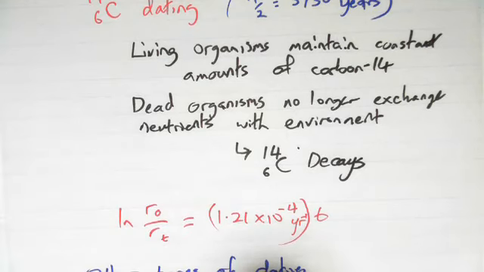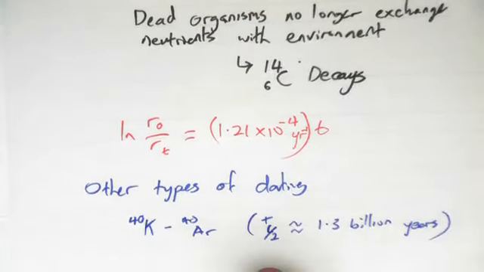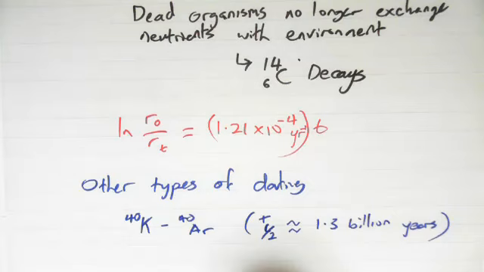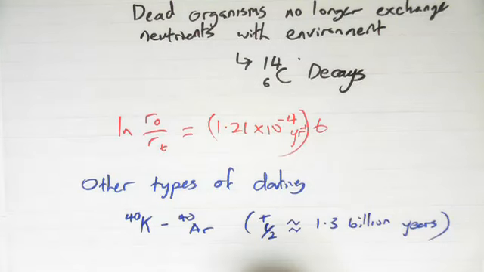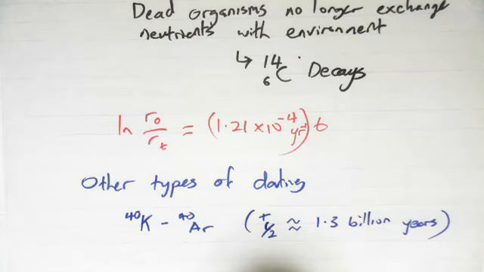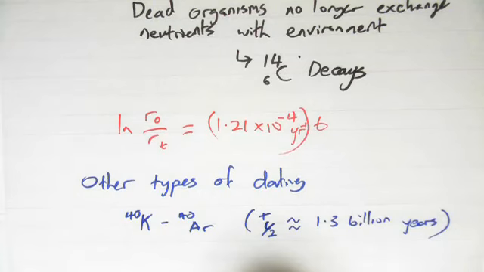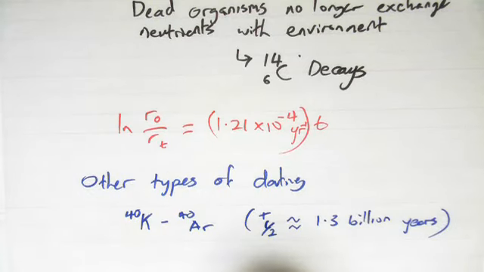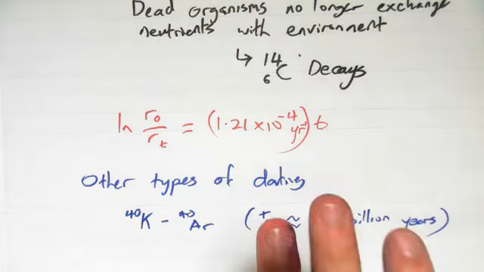We'll do an example using that equation, but there are other types of decay. One of the other most common is potassium-40, argon-40 dating. Potassium-40 has a half-life of 1.3 billion years approximately, so that's better for dating things that are very, very, very old, like rocks. So you're talking about geological timescale type stuff there.